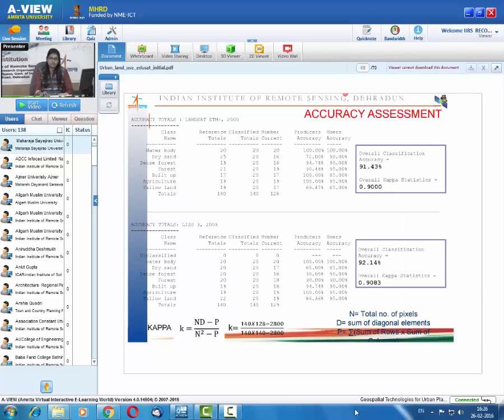And this confusion matrix is automatically created on the software. However, you can also make it by hand.